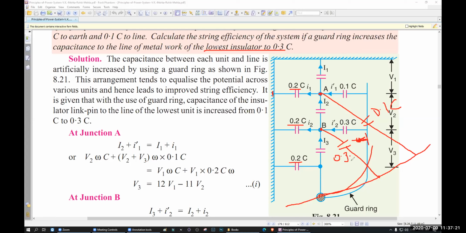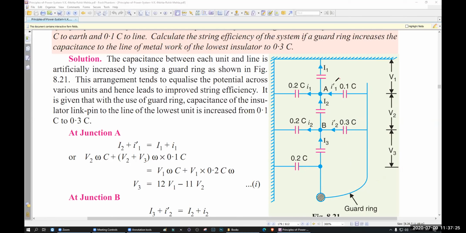Okay? It is 0.3, like this, 0.3. The upper one is 0.1 still. The lower one becomes 0.3, not 0.1. Now what is your efficiency? Okay, calculate the string efficiency. So how to do that? You can apply KCL in this method.